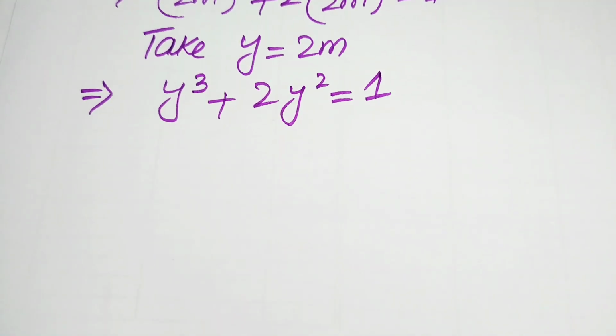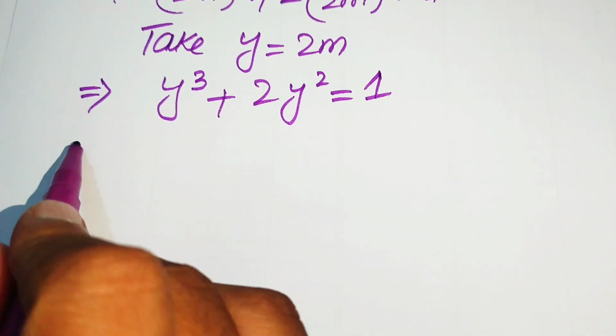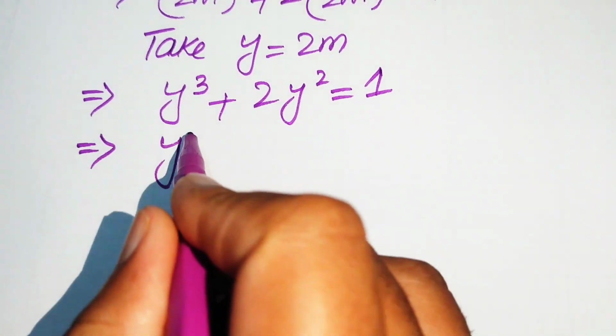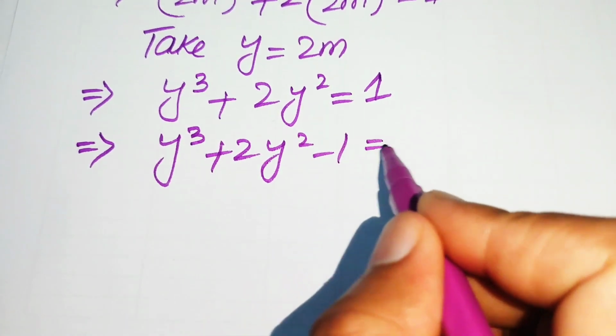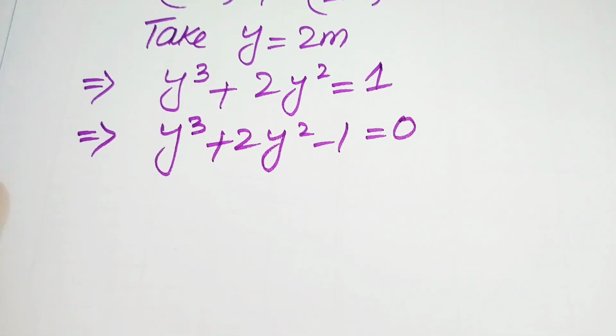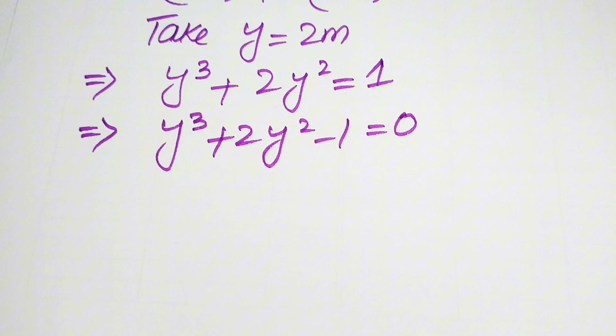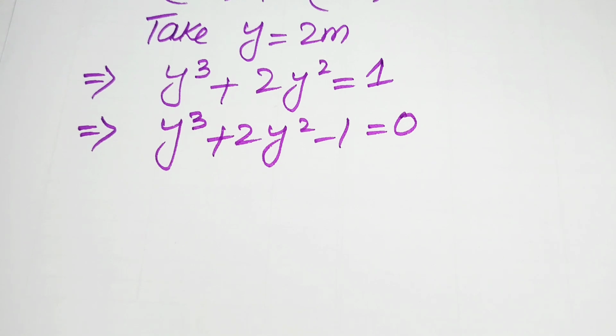Now you see this equation becomes a cubic in the variable y, so first we move this plus 1 to the left hand side, and it is written as y cubed plus 2 times y squared minus 1 equals 0. And now in the next step, we just solve this cubic equation. We have two methods to solve this cubic equation. The first is that you can use synthetic division, and the second method is that we directly factorize this equation.